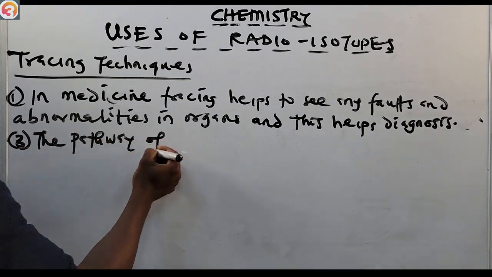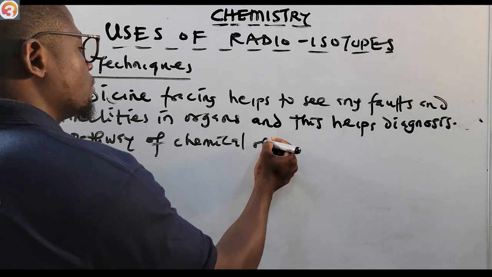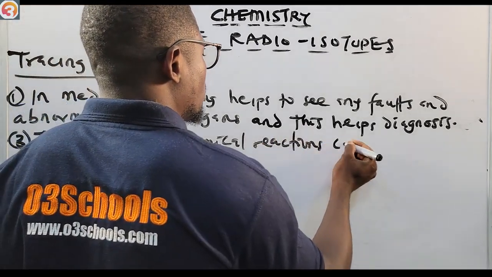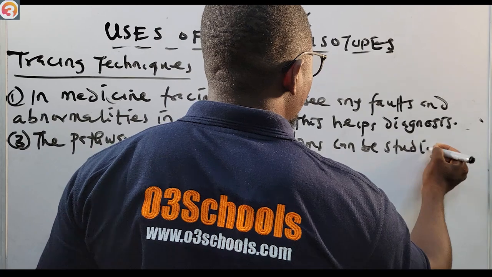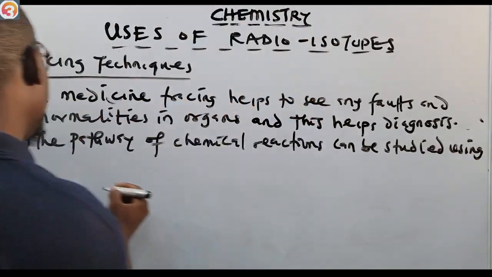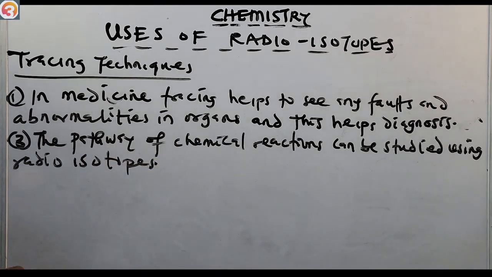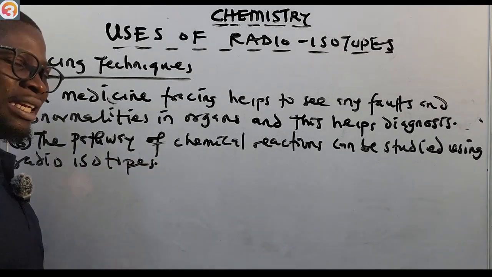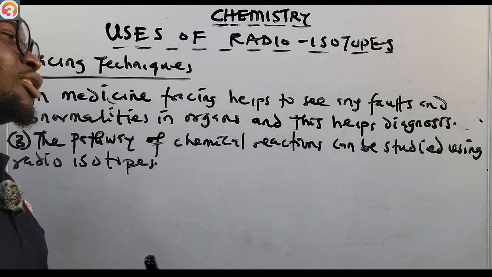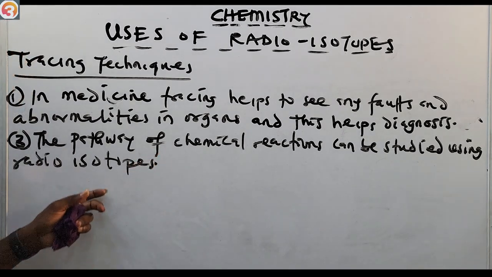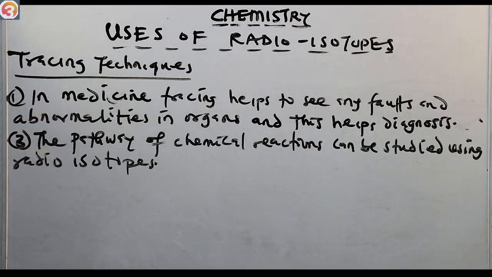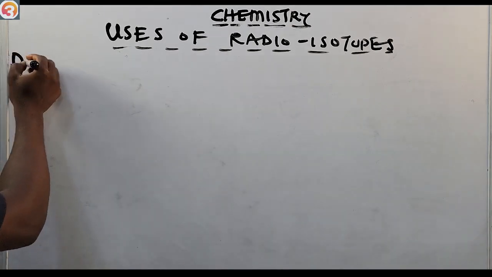Also, the pathway of chemical reactions can be studied using radioisotopes. The reaction pathway, the reactants turning into a product, can be studied using radioisotopes. So that is also another application of radioisotopes in tracing. That's a tracing technique. Then likewise, we'll now look at dating techniques.